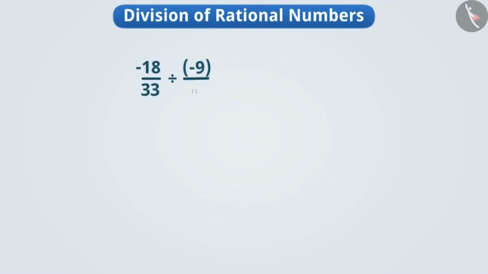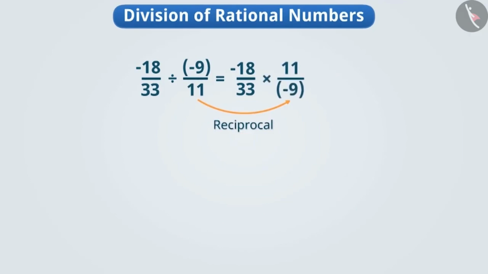If we want to divide two negative rational numbers, like minus 18 by 33 divided by minus 9 by 11, then to get the result, we can use the same method. That is, keeping the first number minus 18 by 33 as it is and multiplying it by the reciprocal of the second number, minus 9 by 11, 11 by minus 9.